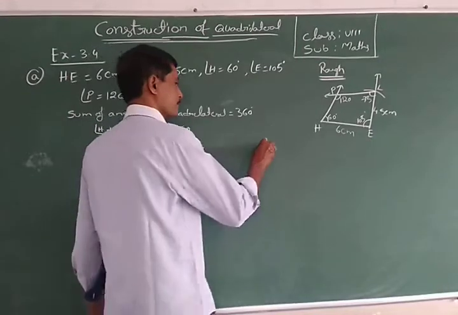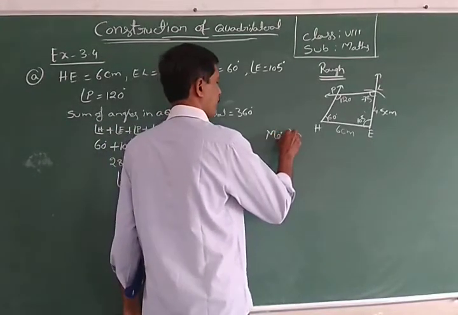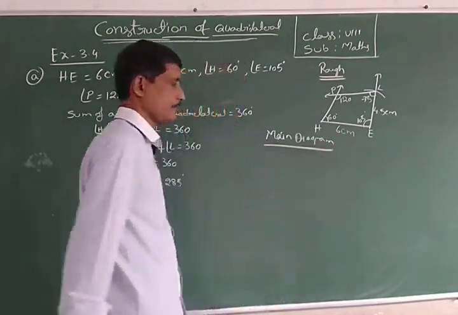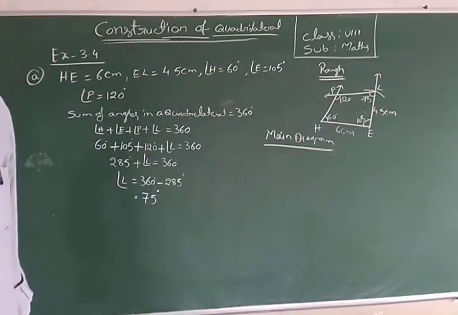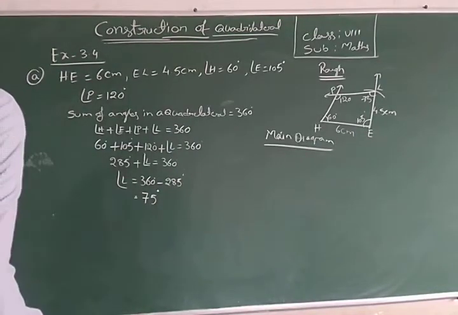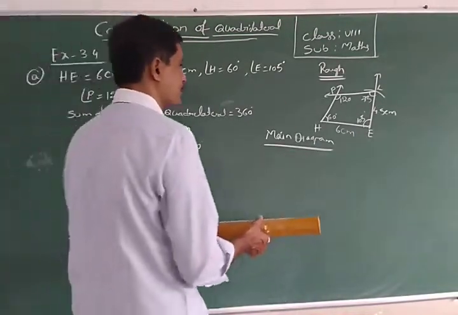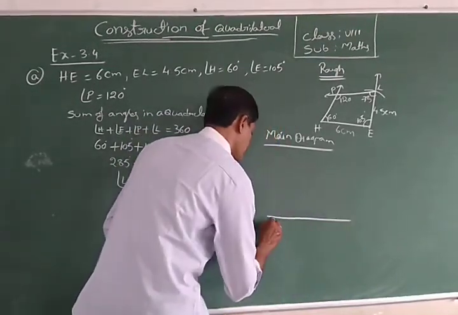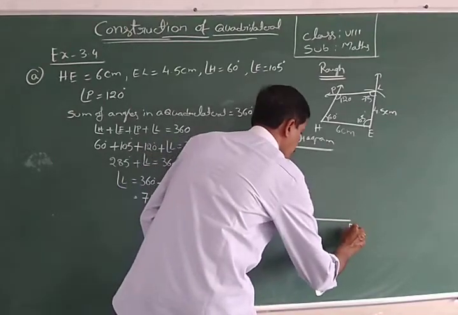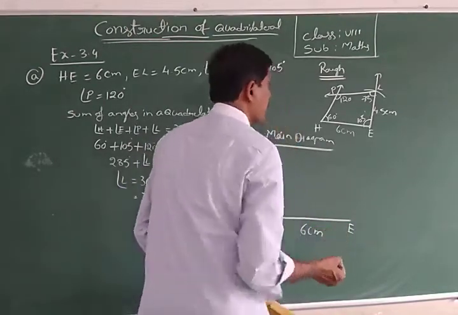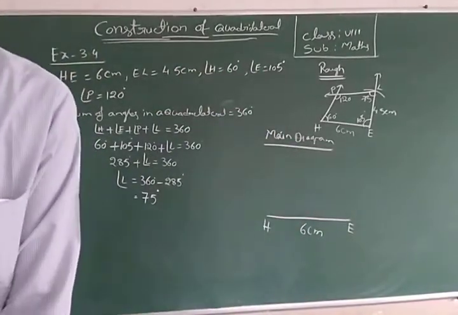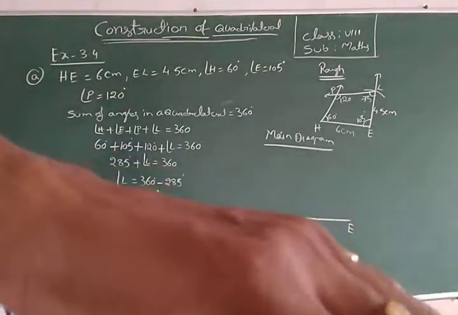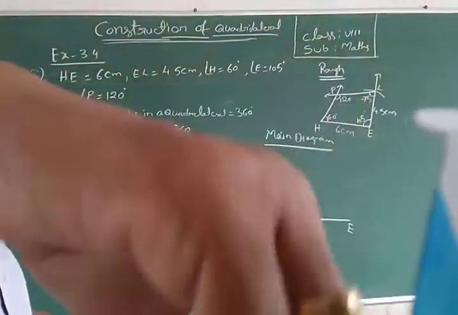Next, the main diagram. Therefore, first, by using the scale, draw a line segment HE equal to 6 centimeters. Next, by using the protractor, measure the angle 105 degrees.